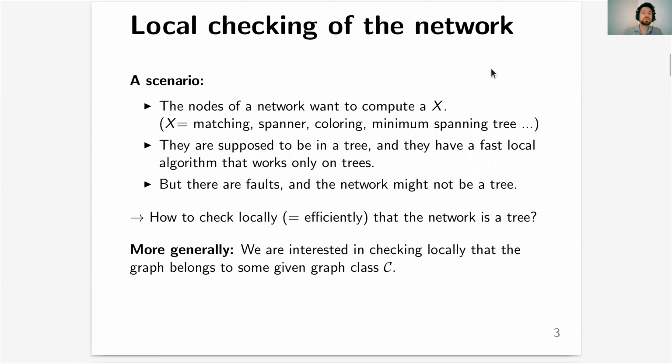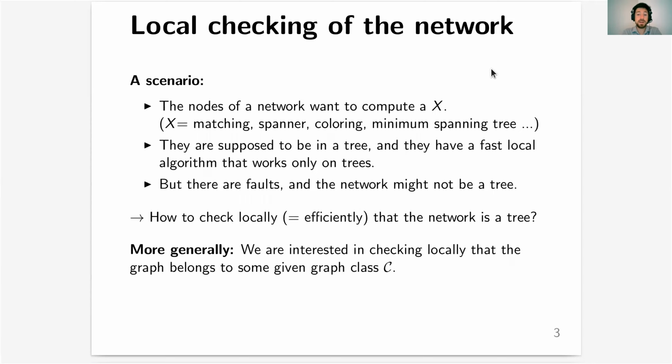So let's start with the following scenario. You have a network, and the nodes of this network want to compute some structure X. X can be a matching, a spanner, a coloring, your favorite combinatorial structure. Now, this network is supposed to be a tree. The nodes of the network know a fast local algorithm to compute X, but it works only on trees. The problem is that maybe there might be faults, so the network might not be a tree.